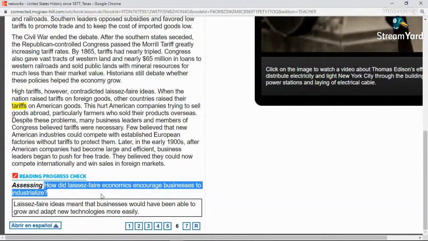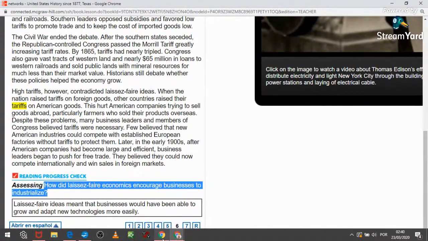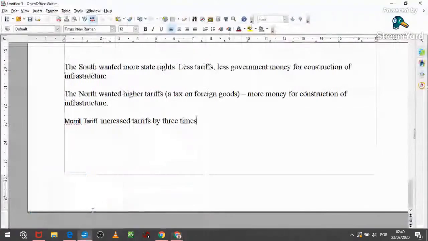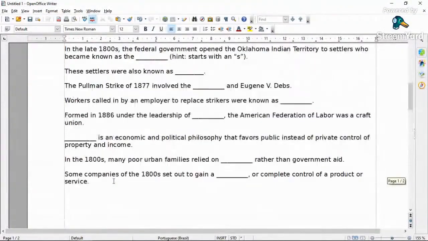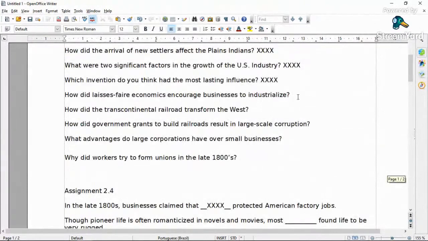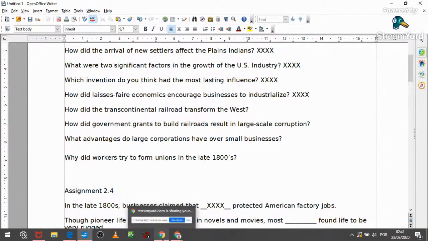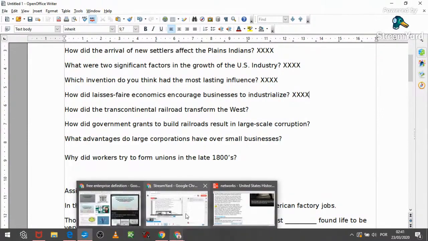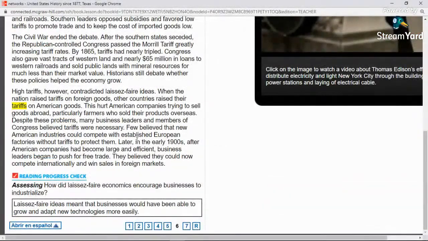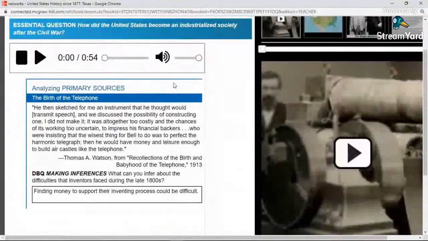So, how did laissez faire economies encourage businesses to industrialize? Well, it meant that businesses could adapt, businesses could do whatever they needed to do in order to make money. Let's see if that's one of our questions. Oh, what do you know? Okay. So that's how laissez faire encouraged businesses to industrialize because business people were free to invest and put money in new technologies and see what would work. So that's the answer to that. And look at that, we are finished.